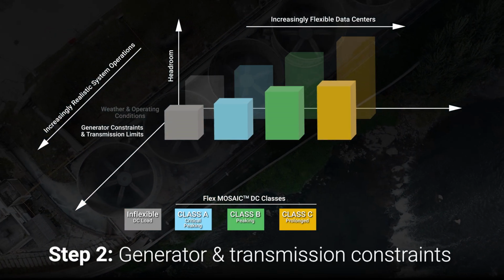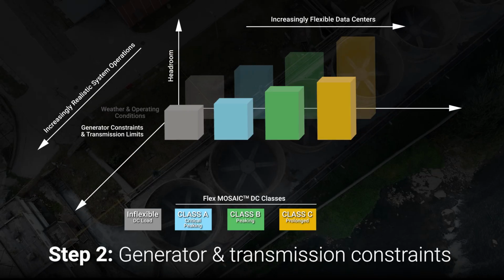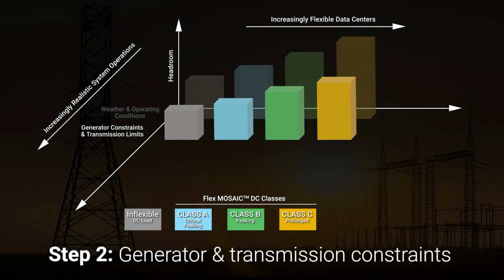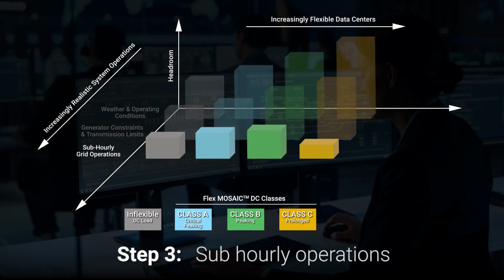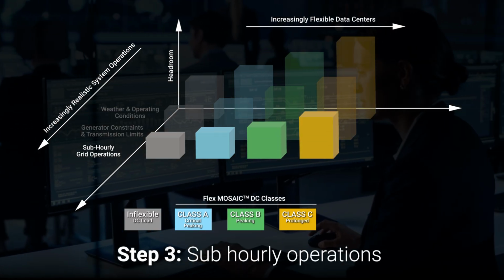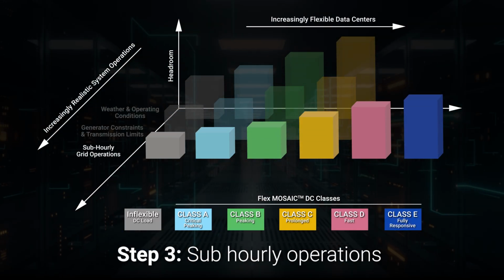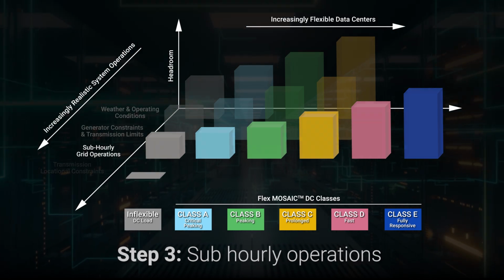Next, hourly nodal simulations add generator constraints and transmission limits, revealing how unit commitment and congestion shape usable headroom. Sub-hourly modeling captures fast ramps and operational realities, showing how highly responsive data centers can further support the grid.